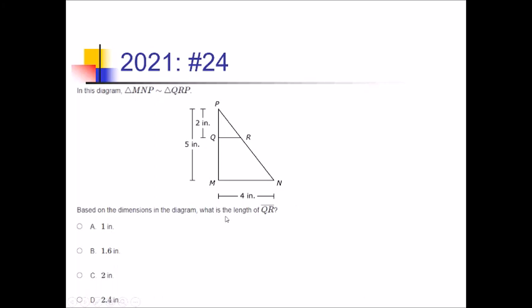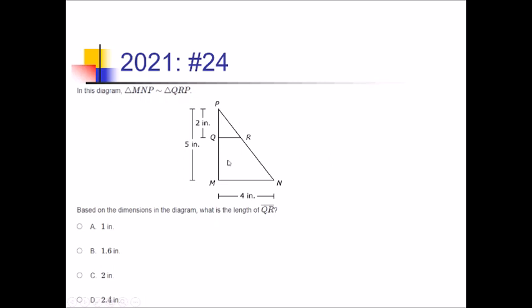On this problem, we have a diagram in which they're telling us that triangle MNP is similar to triangle QRP, so similar triangles. And we want to figure out how long this side QR is. Now, since these triangles are similar, that means that their sides are in the same proportion or ratio to each other. So what we can do is set up a little proportion.